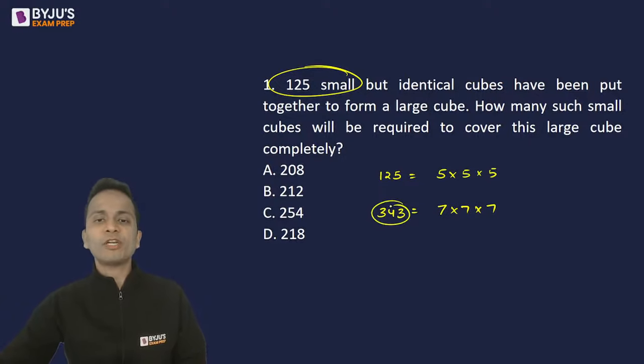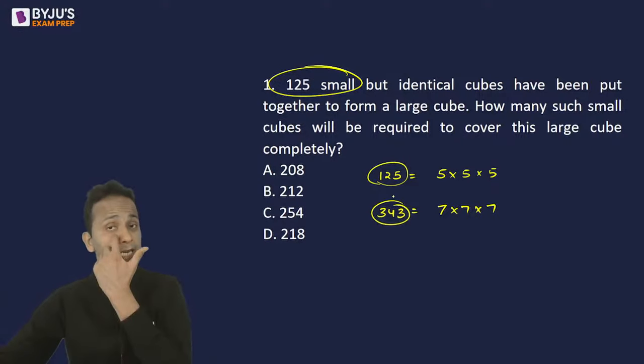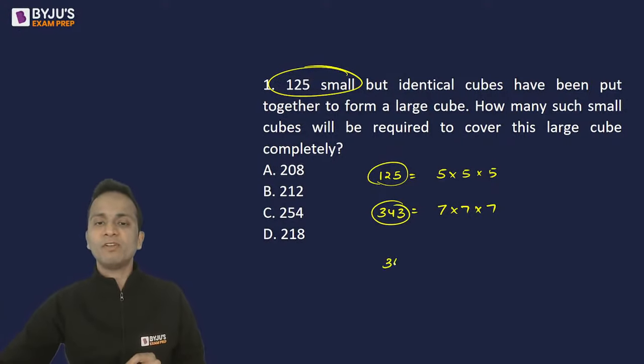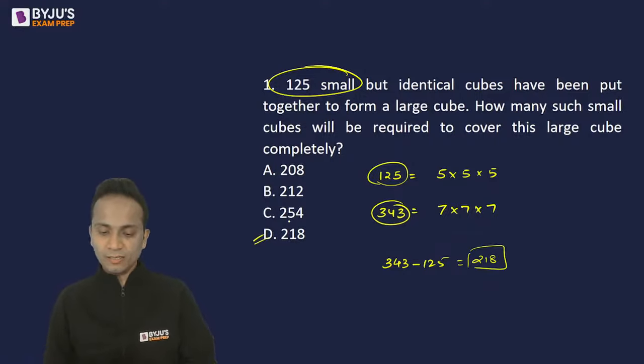Out of these 343, 125 were already existing. So the new number of pieces that will be required will be 343 minus 125, and that is 218. So the correct answer of this question will be 218.